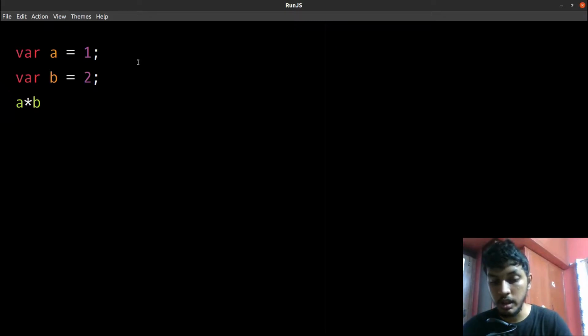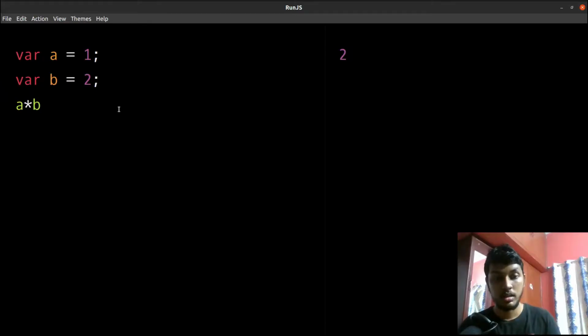Now let's just say a star b gives 2. That's how the multiplication operator works. Now let's take a look at the exponentiation operator. The exponentiation operator is used when you want to find the exponential of a number.